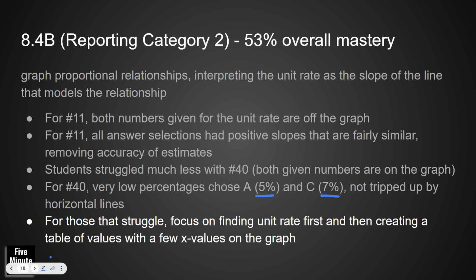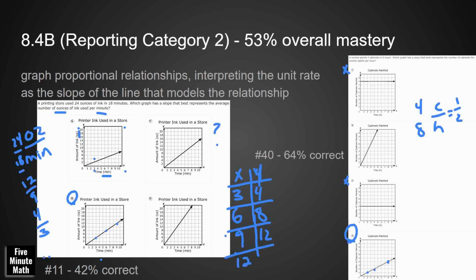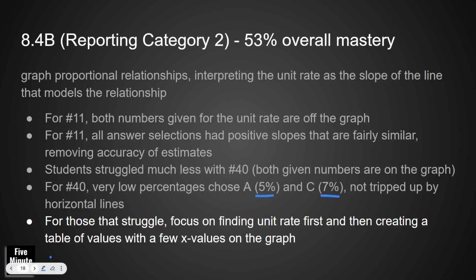And then we didn't necessarily do it, but we could have created a table of values, right? So if I found the unit rate, let's look at this number 11, right? I could have done 4 and 3. So if my x is 3, and my y is 4, right? Then I could have just created a table of values going up by 3 and going up by 4. Then I could have plotted this, right? So that's just another option for students, creating a table of values and then plotting those points. That might help them identify the correct graph.